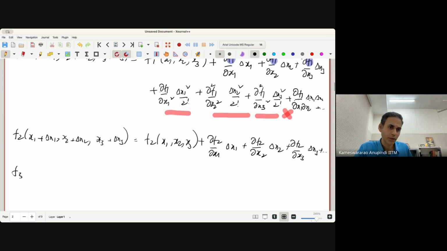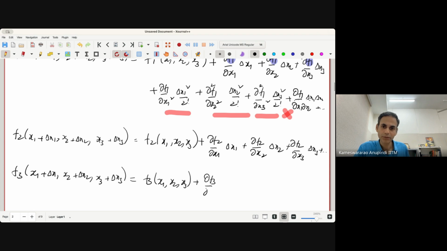Similarly, I can also write the function f3 at x1 plus delta x1, x2 plus delta x2, x3 plus delta x3 equals f3 of x1, x2, x3 plus partial f3 by partial x1, delta x1, partial f3 by partial x2, delta x2, plus partial f3 by partial x3, delta x3, and so on. So that's what we have written.